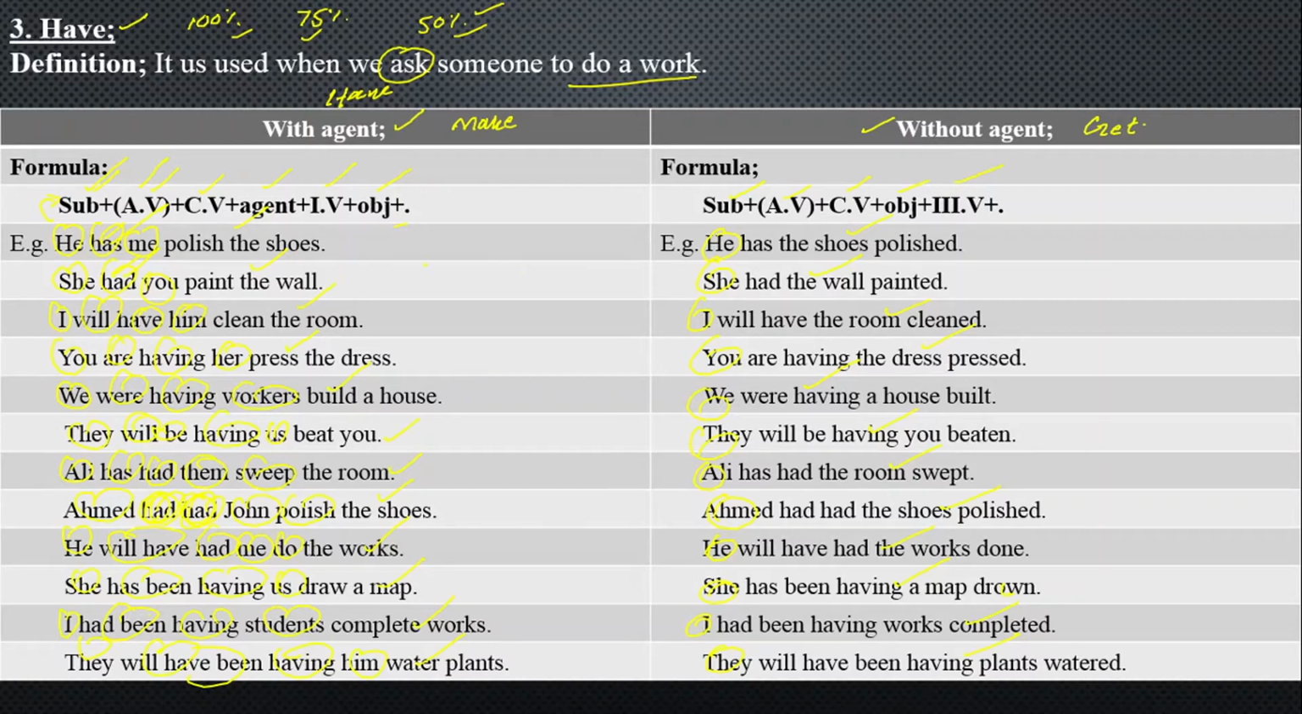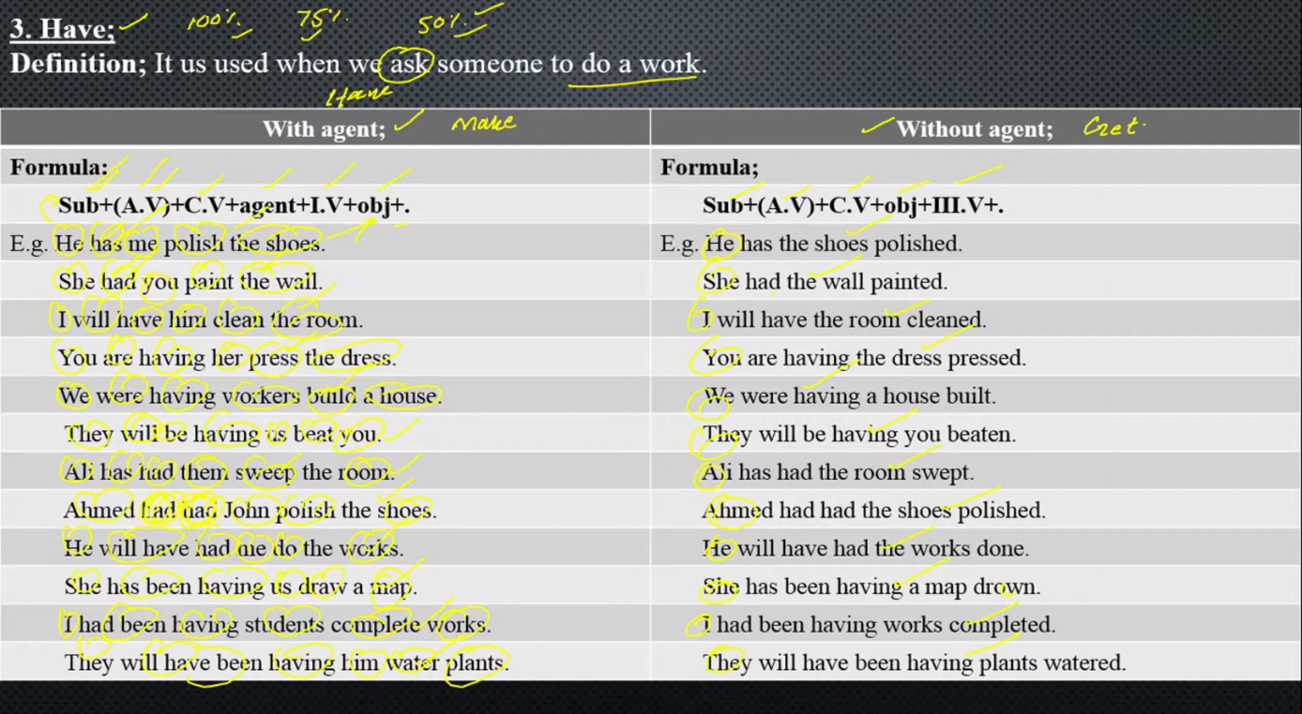After that, we have got first form of the verb like polish, paint, clean, press, build, beat, sweep, polish, do, draw, complete, water. And we have got objects: the shoes, the wall, the room, the dress, a house, you, room, shoes, workers, map, works, and plants. These are known as your object.